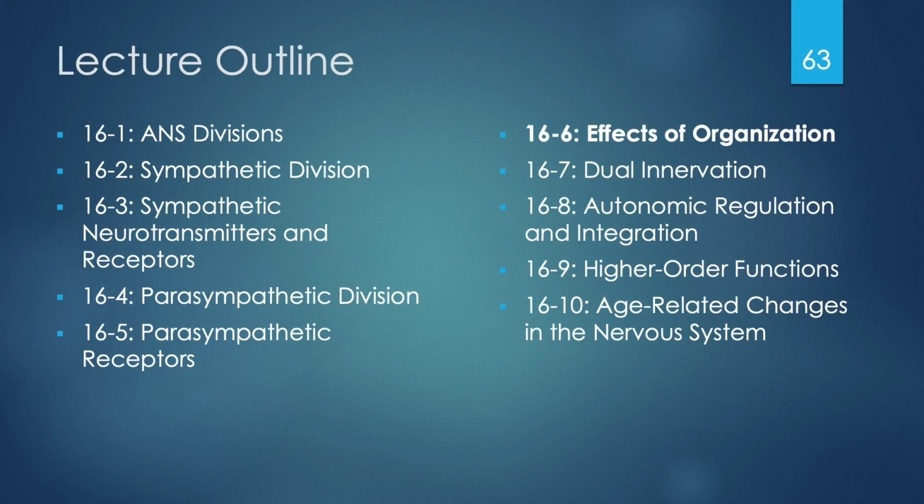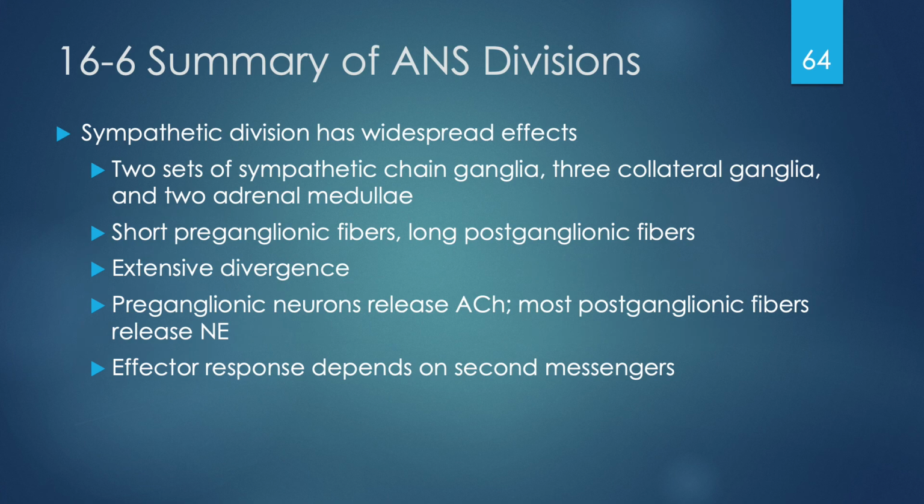Now, let's discuss section 16-6, the differences in the organization of sympathetic and parasympathetic structures leading to widespread sympathetic effects and specific parasympathetic effects. Before we go any further, let's just look at a really quick summary of the sympathetic division and the parasympathetic divisions of the autonomic nervous system.